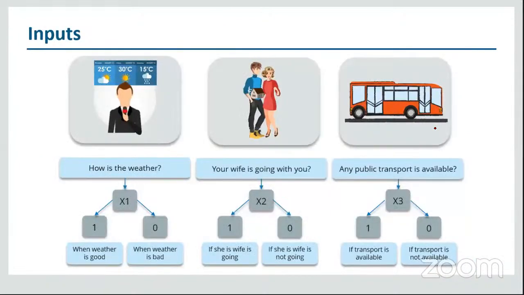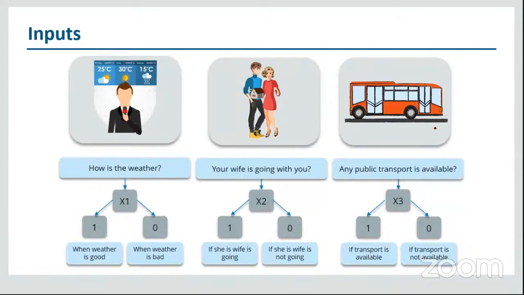If you see the three inputs, I put them as a picture. The first input, the weather. The second input, the spouse accompanying. The third picture, public transport availability. Every question has two answers, 1 and 0, right? For example, the weather, which will become your first input, which is your x1. If the weather is good, your answer is 1. If the weather is bad, your answer is 0.